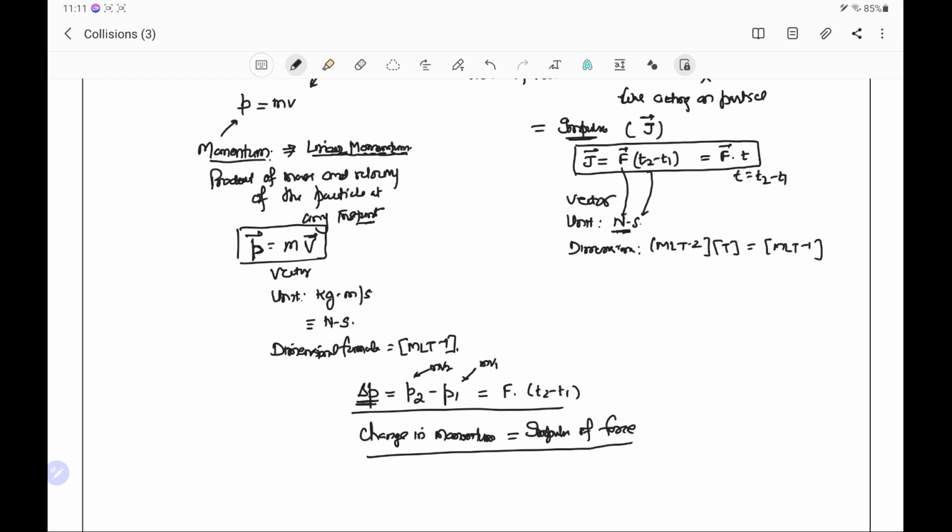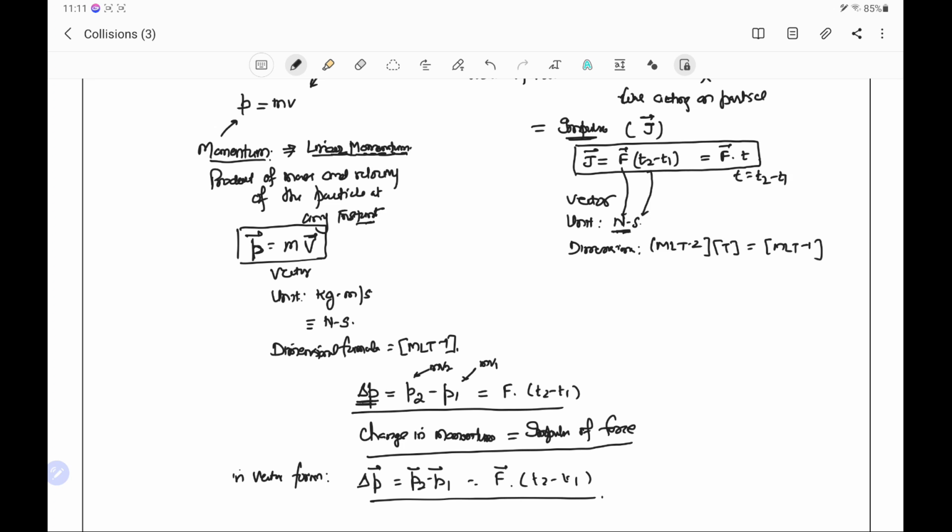And in vector form it can be written as delta p, this is the vector, that is equal to p2 minus p1 and it is equal to F, this is the vector, into t2 minus t1.